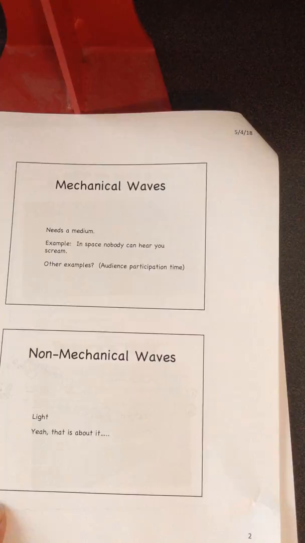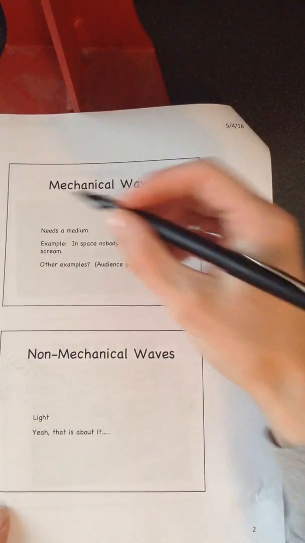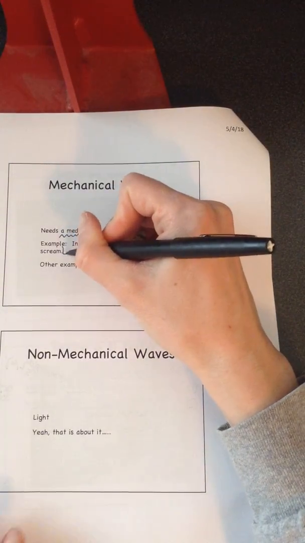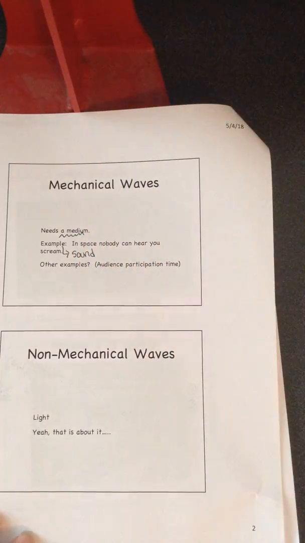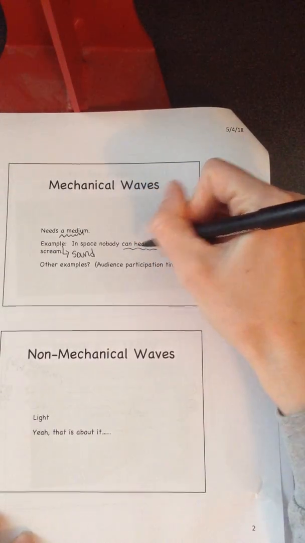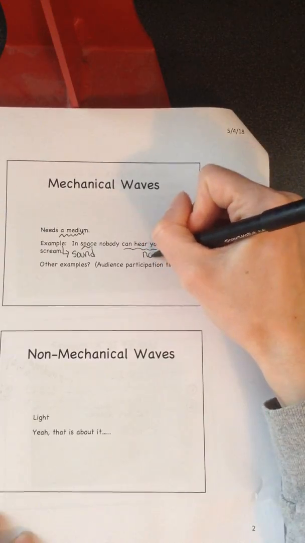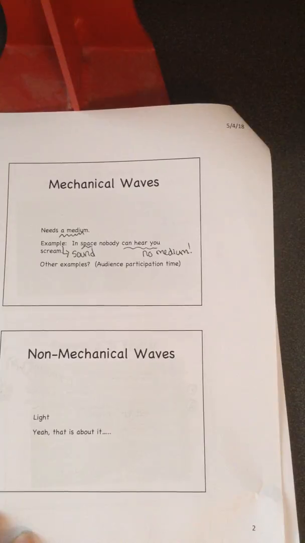So let's take a look at our mechanical waves here. As I said before, they do need a medium, and the biggest example I can give you of a mechanical wave is good old sound. Hence, when you are in space, nobody can hear you scream. And that is because when there is space, there is no medium. So therefore, sound cannot travel through space.